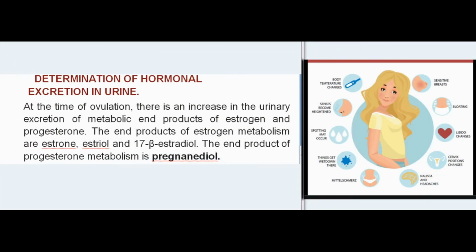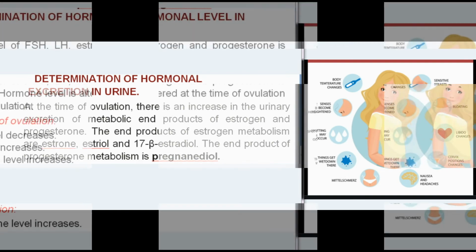Determination of hormonal excretion in urine. At the time of ovulation, there is an increase in the urinary excretion of metabolic end products of estrogen and progesterone. The end products of estrogen metabolism are estrone, estriol and 17-beta estradiol. The end product of progesterone metabolism is pregnanediol.